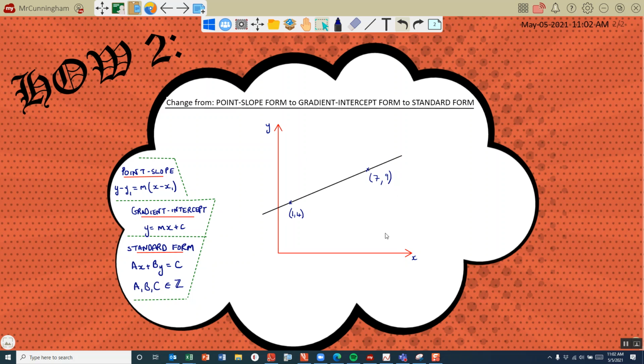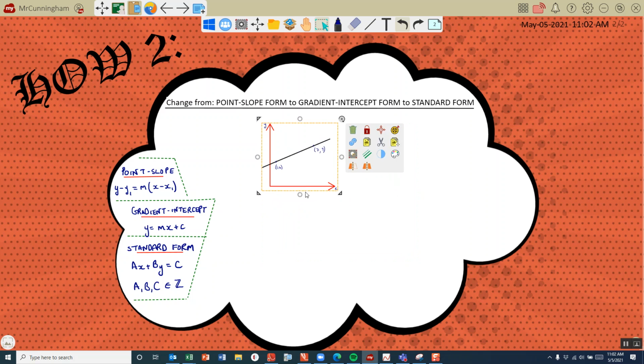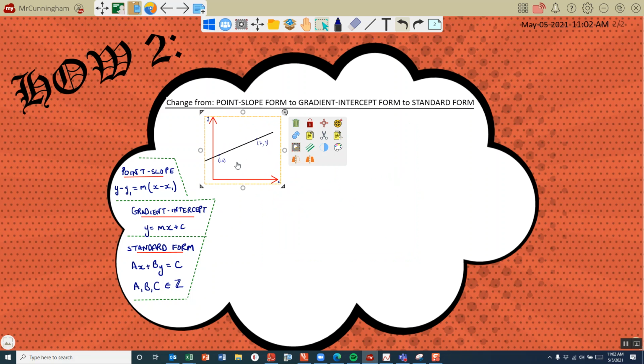So I've got an example. I have a straight line and it's going through 2 points, (1, 4) and (7, 9). First thing I'm going to do is work it out in point slope form. So I need to have the gradient, which is m. Work out gradient, this should be familiar. You do y2 take away y1 over x2 take away x1.